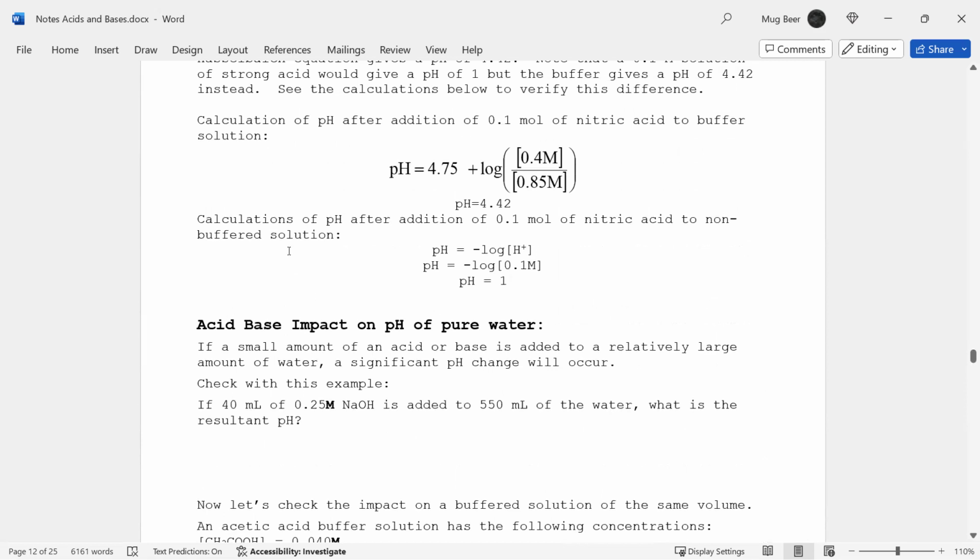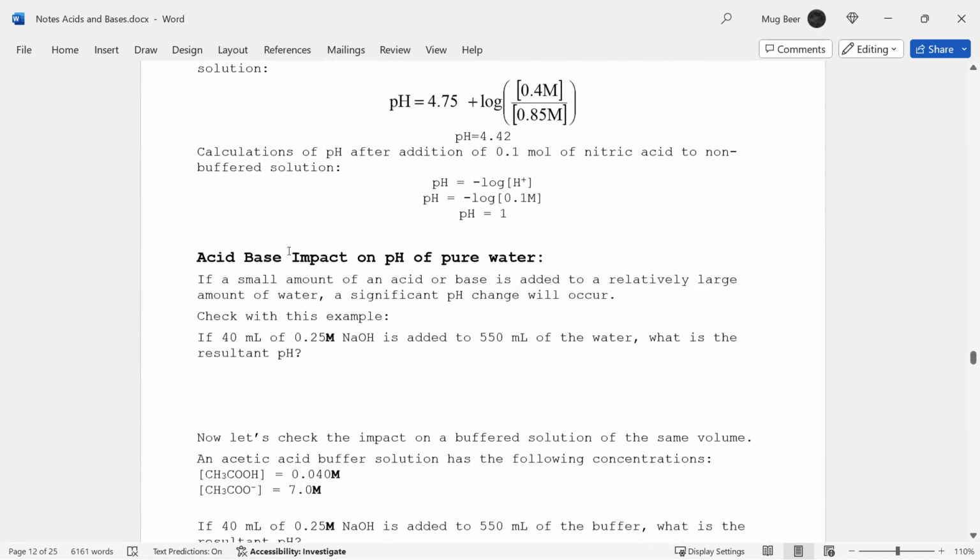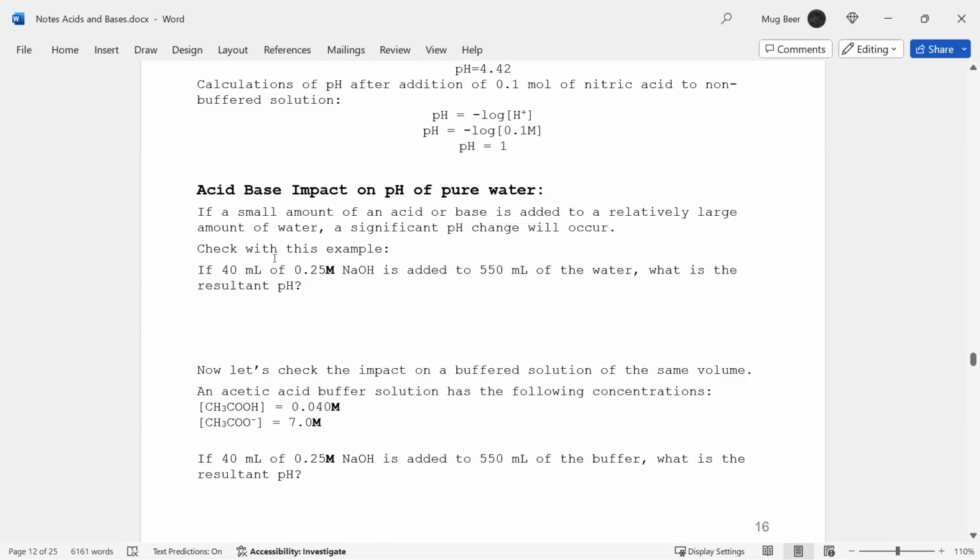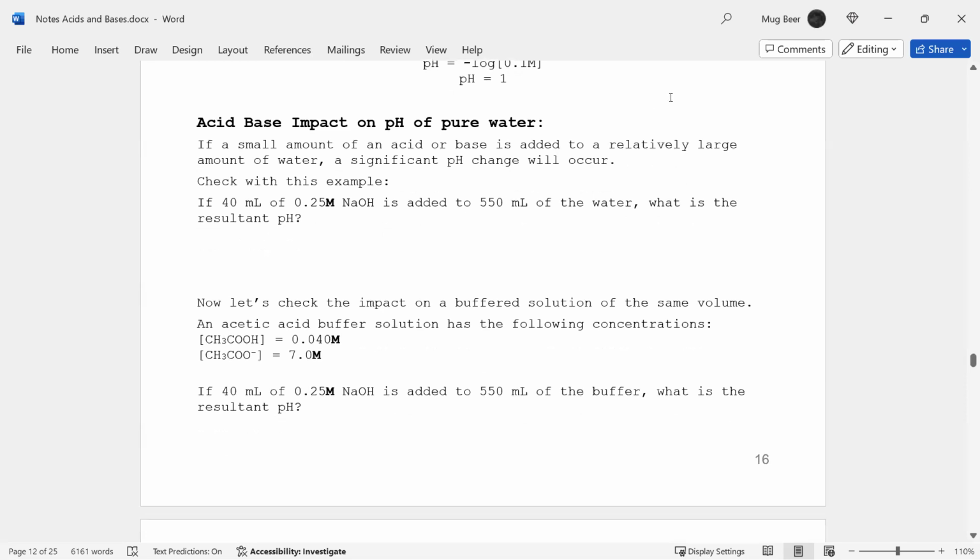Okay. So I want us to do this problem, and these two problems I'm going to put together, and I want us to make sure that we are able to do both of them because you're going to be asked to do these questions. So what happens if I add some acid or base to pure water? I want to know what happens to the pH. So I've got 40 milliliters of 0.25 molar sodium hydroxide. I add it to 550 milliliters of water.